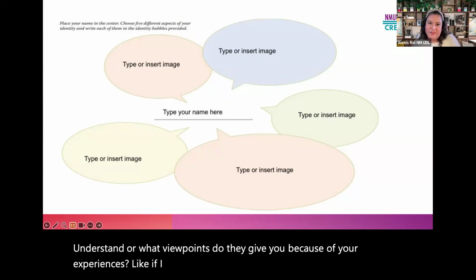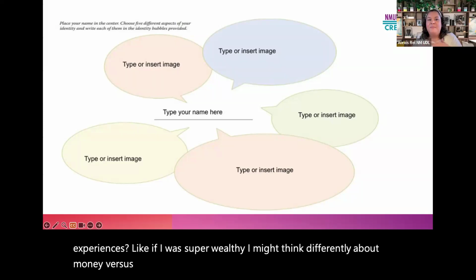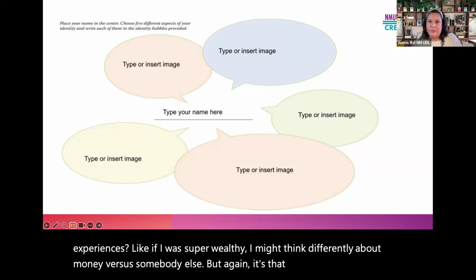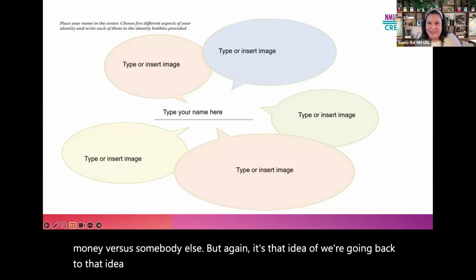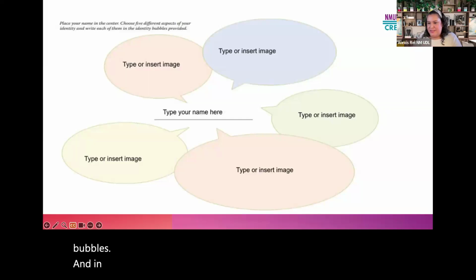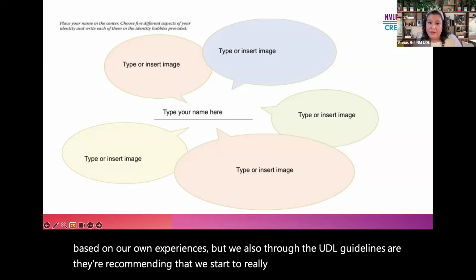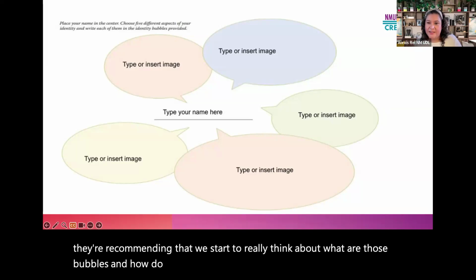Like if I was super wealthy, I might think differently about money versus somebody else. But again, we're going back to that idea of bias, right? So we all sit with these different little identity bubbles. And in those identity bubbles, sometimes we can have certain opinions based on our own experiences, but through the UDL guidelines, they're recommending that we start to really think about what those bubbles are and how they make us react to different bubbles that our students might have.